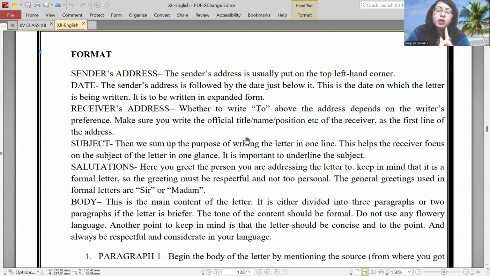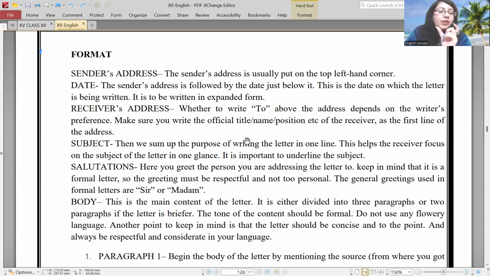Then we move on to subject, right? Then we sum up the purpose of writing the letter in one line. You have to basically sum up the purpose. What is the purpose of writing the letter, right? In one line. This helps the receiver focus on the subject of the letter in one glance. It is important to underline the subject, and always make sure that you end up underlining the word subject. So if you have written subject, underline the word subject. Clear? I hope I have made myself clear.